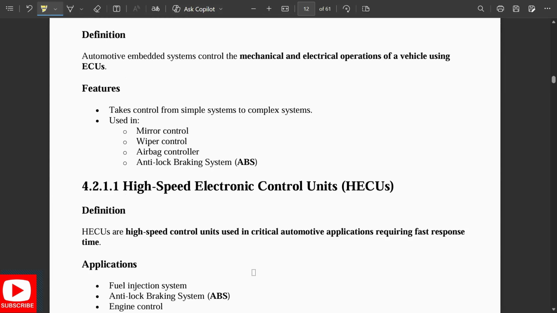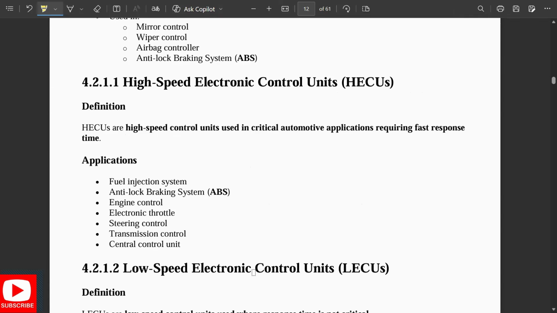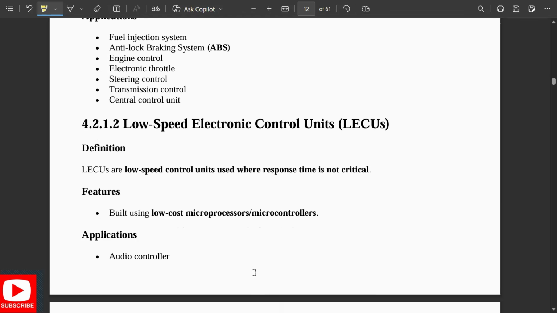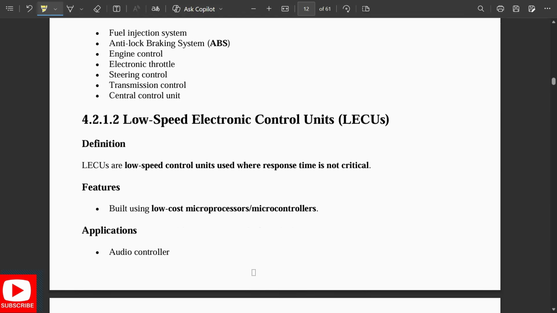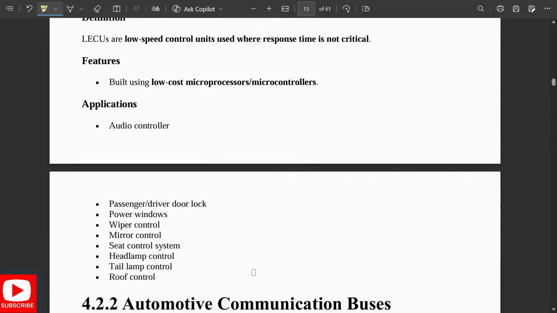Again we are having two types of ECUs, high speed and low speed. High speed is used in critical automotive applications which require fast response, like fuel injection, the anti-lock braking system, engine control, steering control, transmission control. Low speed electronic control units are used where response time is not critical. They are built using low cost microcontrollers or processors, like the audio controller, power windows, wiper control or the mirror. These are not that necessary to have a quick response.